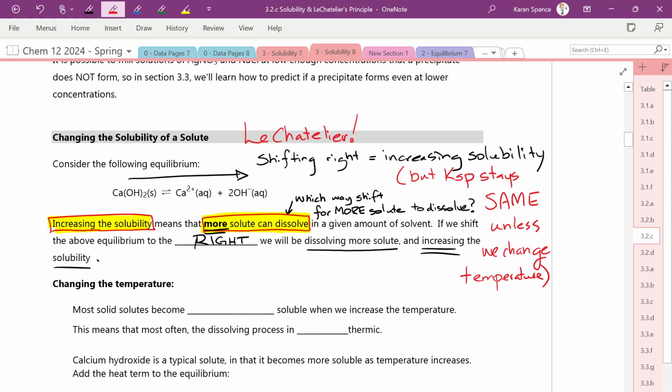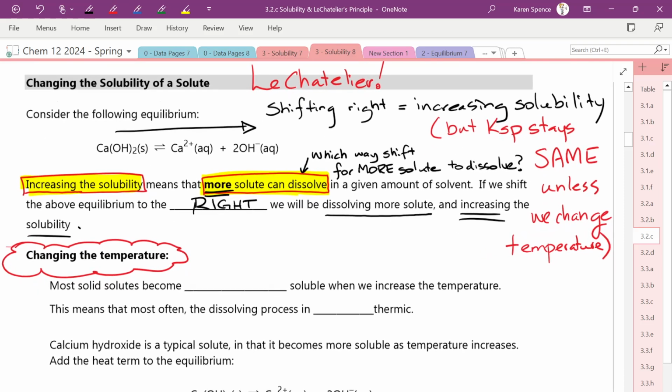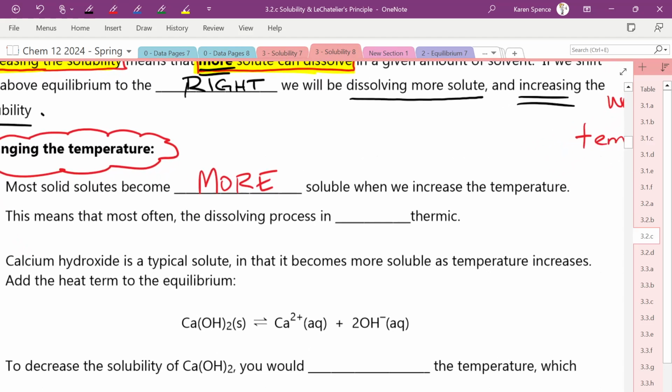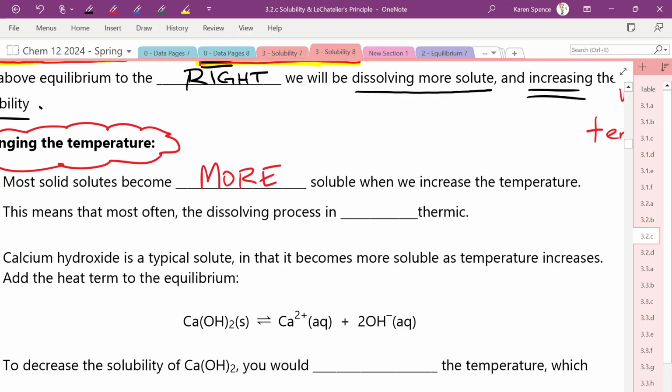And we're gonna start by changing the temperature because it's probably the easiest situation to envision, because you've probably made enough solutions in your life that most solid solutes, do they become more or less soluble when we increase temperature? More. They become more soluble when we increase temperature. Now I want you to think this through. Here's the reaction again. Does this mean that the dissolving process is endo or exothermic? Endothermic. Exothermic.